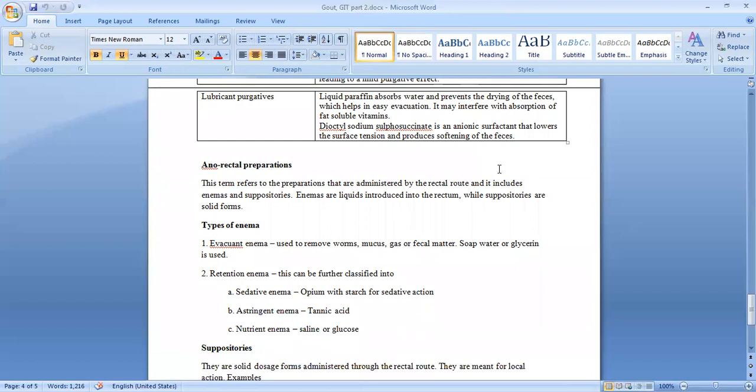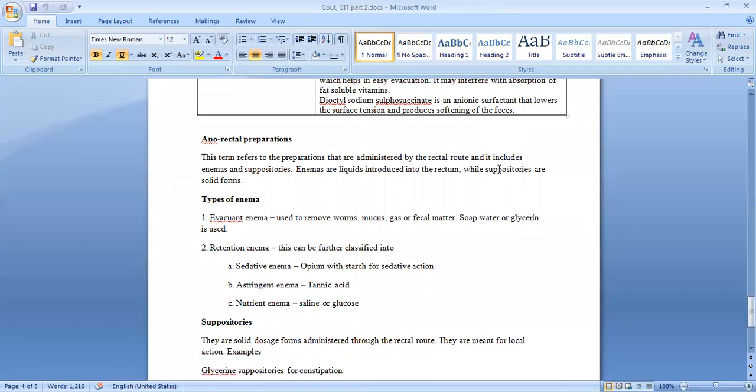Then the next set of compounds are what we call anorectal preparations. These are drugs which are administered by the rectal route through the anus. And here we have two types of compounds. We can have enemas, which are liquid in nature, and we can have suppositories, which are solid in nature. Based on the requirement, we will choose which of these two categories of products we want to administer.